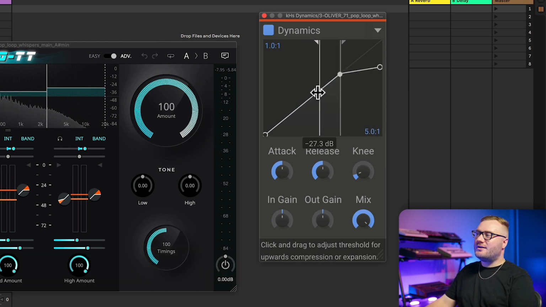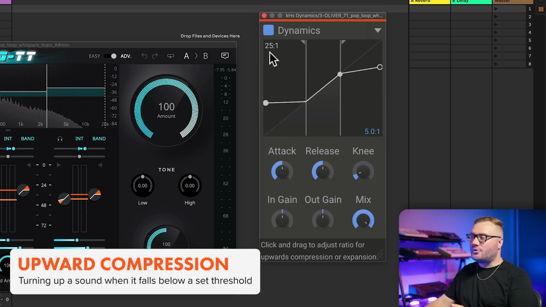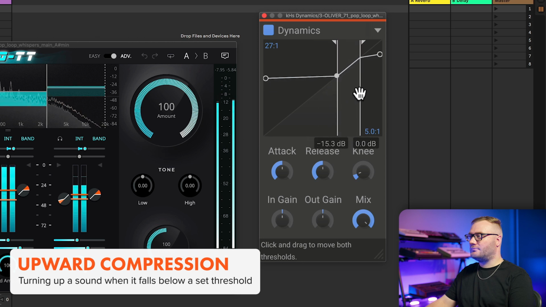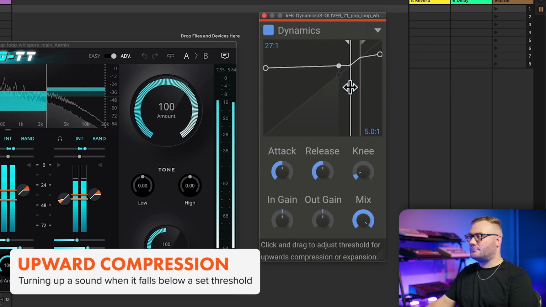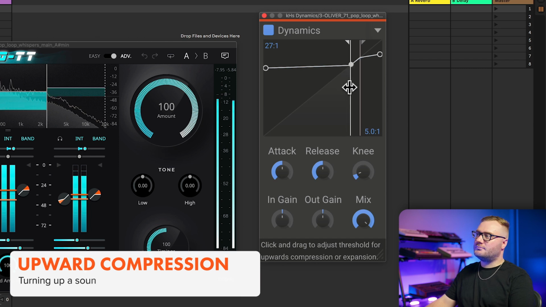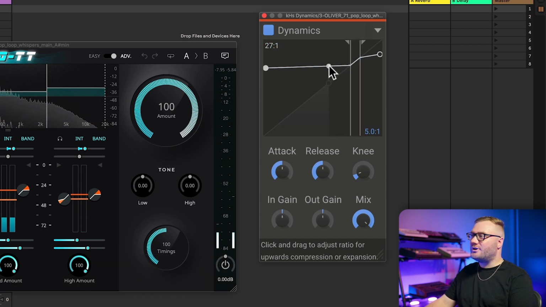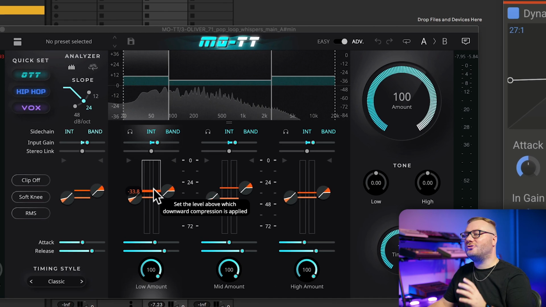However, we also have a second threshold. This threshold is going to apply upward compression when we fall below the threshold. You can see how it's turning up the signal after it falls below the threshold. This is the core concept of how MoTT works.